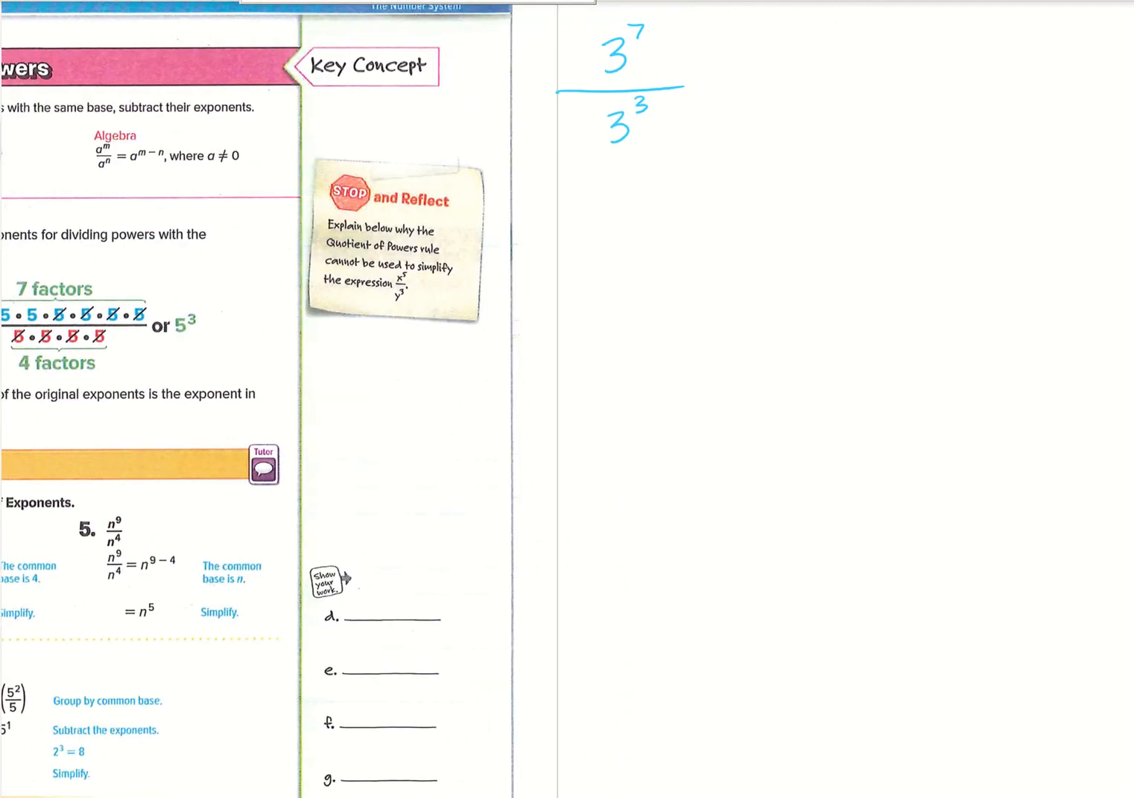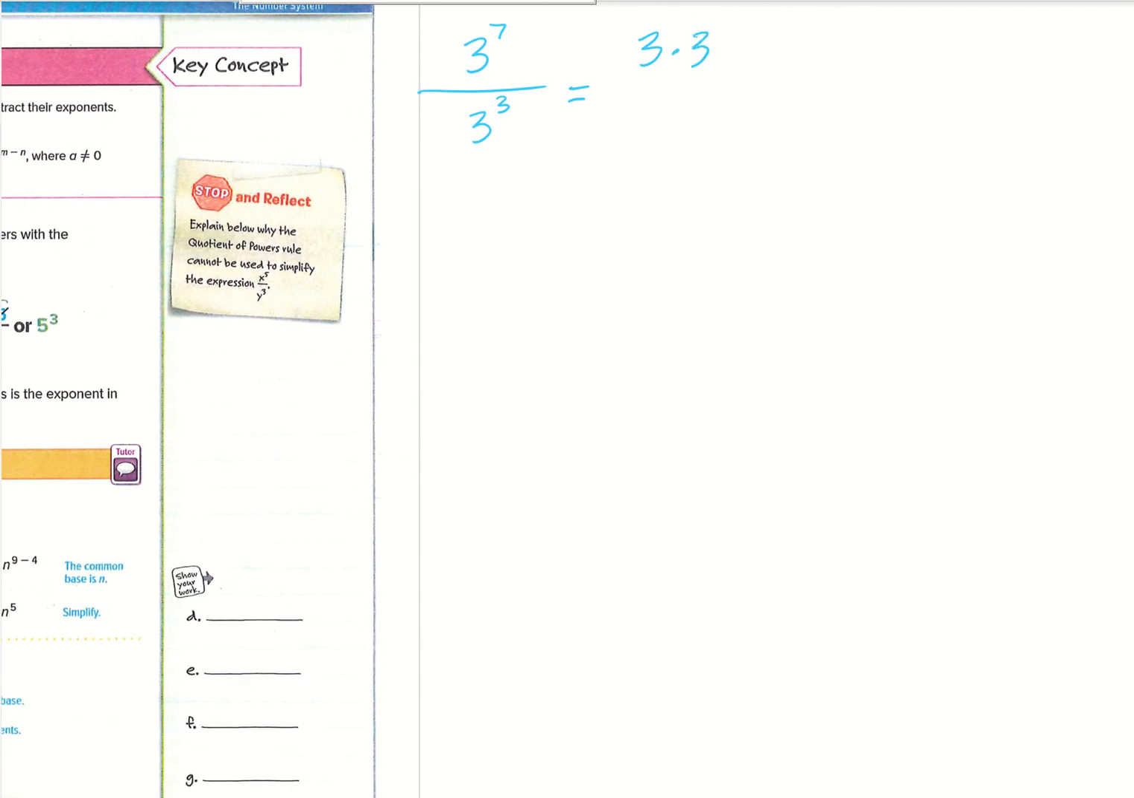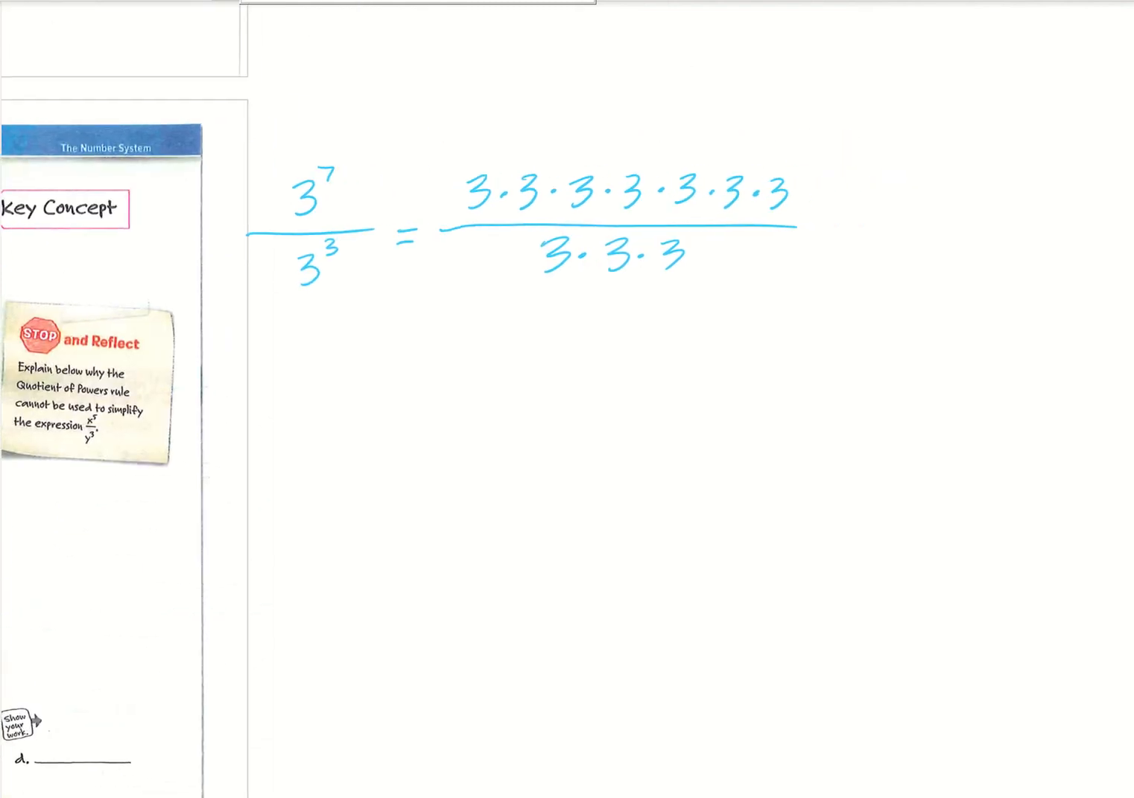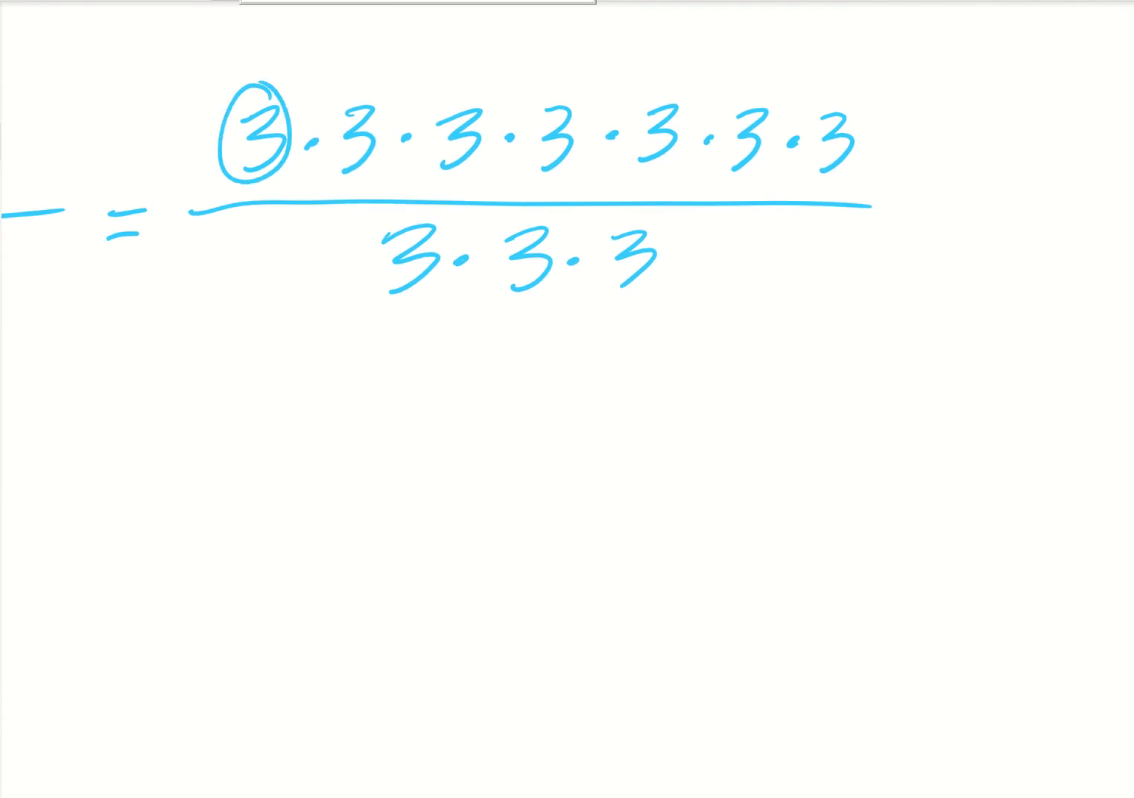If we look at this the long way, we have 3 times 3 times 3 times 3 times 3 times 3 times 3. Lots of 3's. And on the bottom we have 3 times 3 times 3. Now if I were to simplify this, I can look at each number individually. I have 3 divided by 3. That's just going to be 1 because those two cancel out, so we can get rid of those.